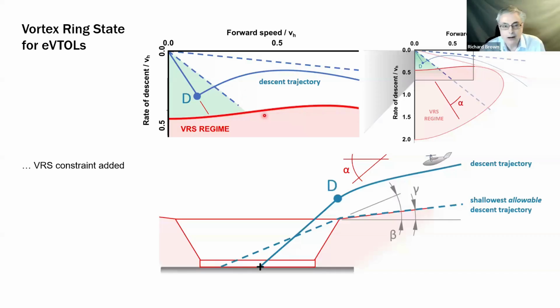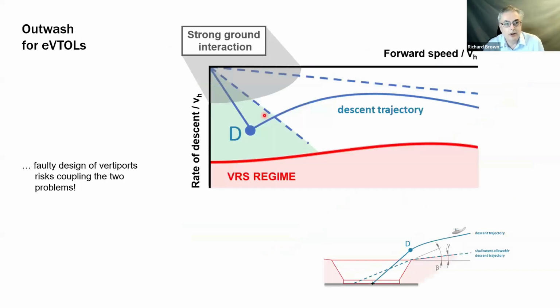Now, what happens if I start to consider outwash? If I'm very low and very slow, just above the ground, then in this part of the domain there's going to be very strong ground interaction. What that means in principle is that outwash from the vehicle could begin to be a problem. So in other words, faulty design of vertiports, according to this sort of geometrical argument, could lead to a coupling between the vortex ring state problem and the outwash problem.